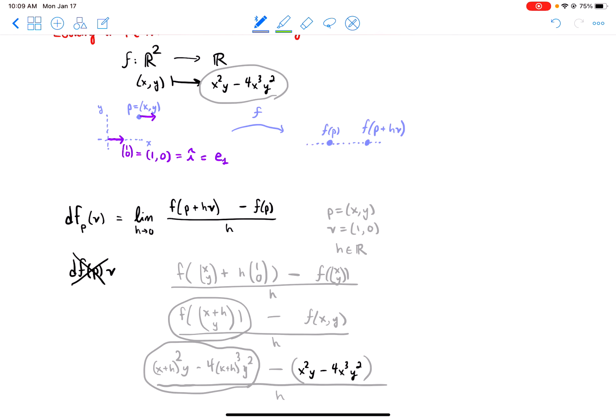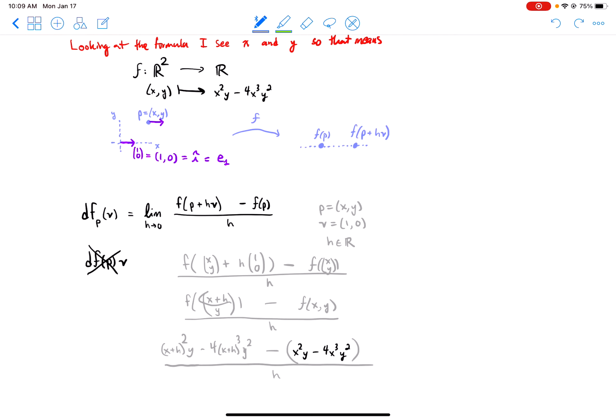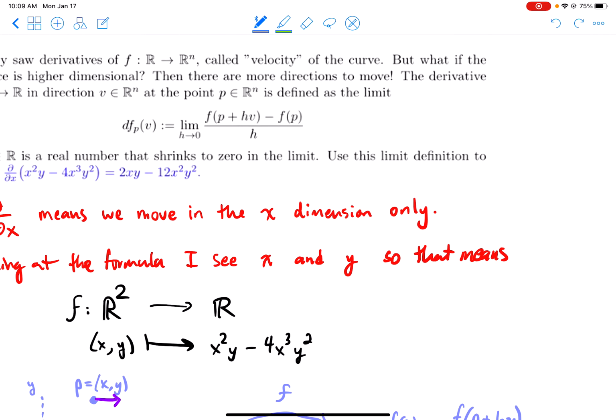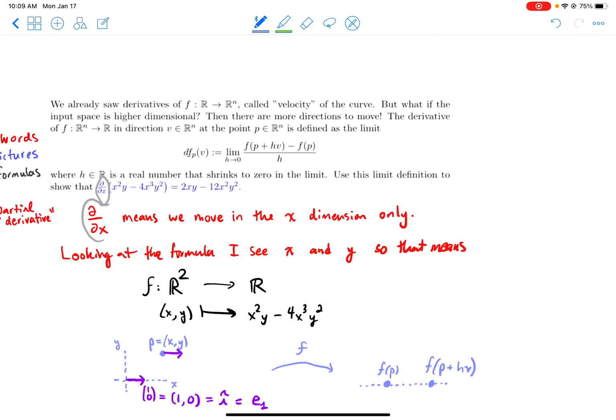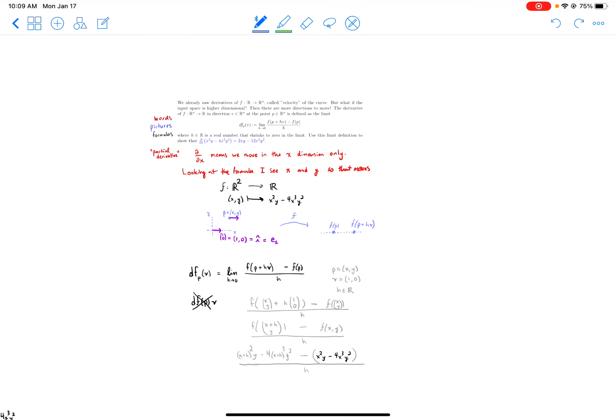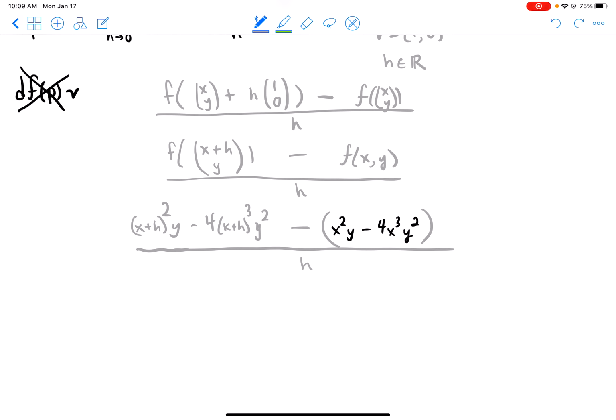I'm just plugging in x plus h wherever I saw an x, okay? Otherwise we're not going to move. We have to actually move in this direction. And you'll see that because our direction was very simple, I only moved in the first slot. So my y's just stayed the same. I just get a y and a y squared. That's why this is a little easier. That's why partial x is sort of the easiest derivative to take. We're just moving in one of the variables. Anyway, so here we have this formula, and let's expand it out.